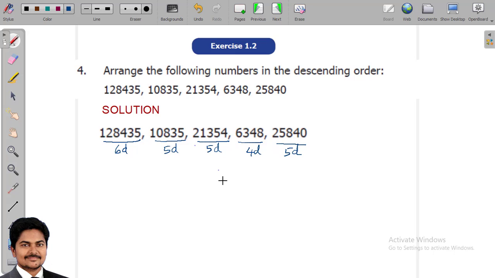So first we have to identify which is the biggest one among them. The first one is a 6-digit number, the second one is a 5-digit number, the third number is a 5-digit number, the fourth one is a 4-digit number, the fifth number is a 5-digit number. So which number has more digits? Yes, children, the first number has more digits. So you write the first number in the first place and strike out that number. Now we are having 4 numbers.